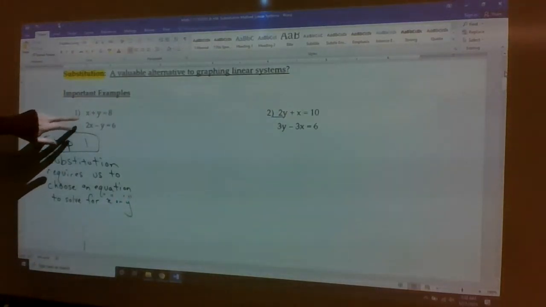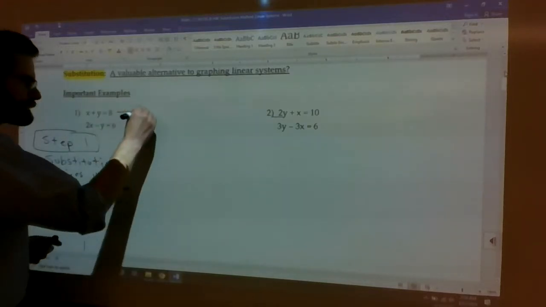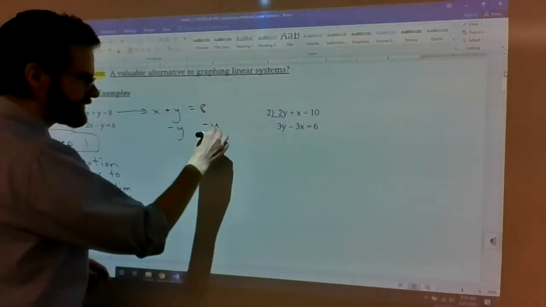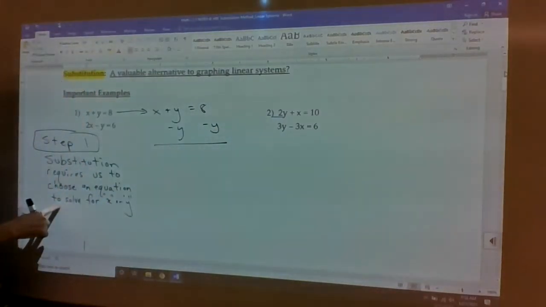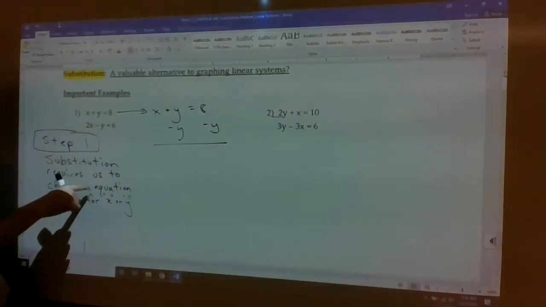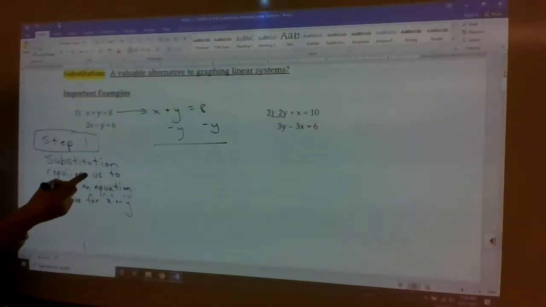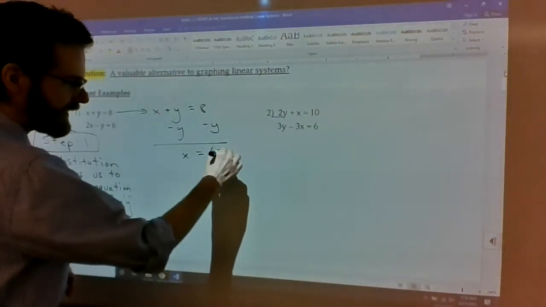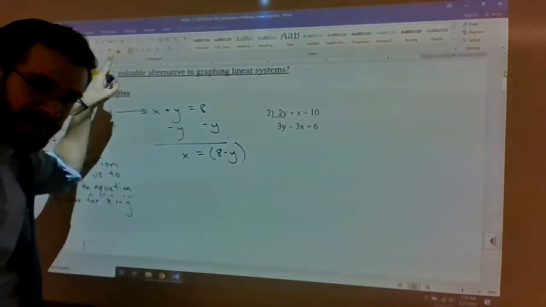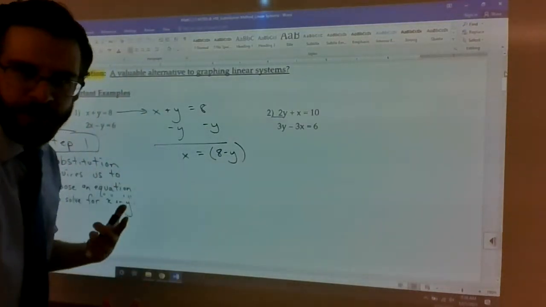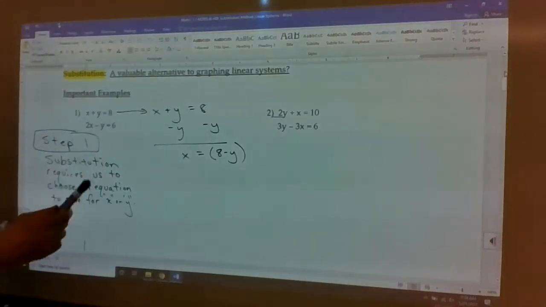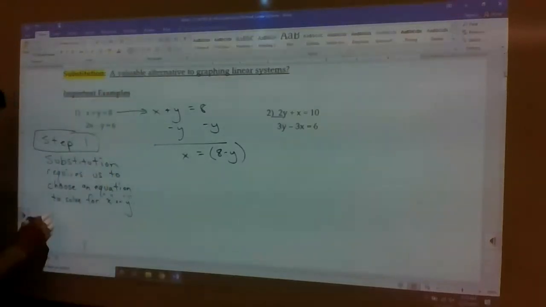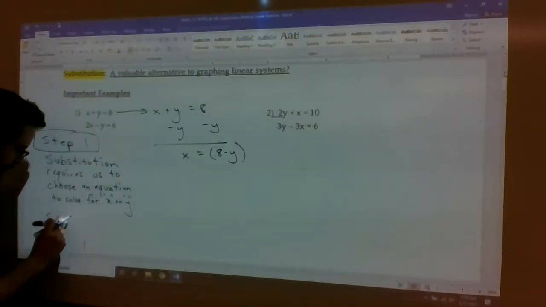So right away, I'm looking at my top equation and I'm saying to myself, if I just subtract y from both sides, I have satisfied the requirements for step 1. Choose an equation, the first one, and I got x or y by itself. I solved for x. So x equals, and I always put the quantity in parentheses, right? Because when I'm going to plug it into the other equation, I need those parentheses to multiply through with the distributive property. So step 1, done. I got x by itself. Now we're ready to move on to step 2.